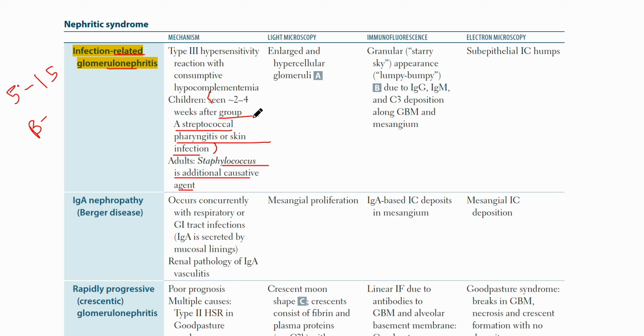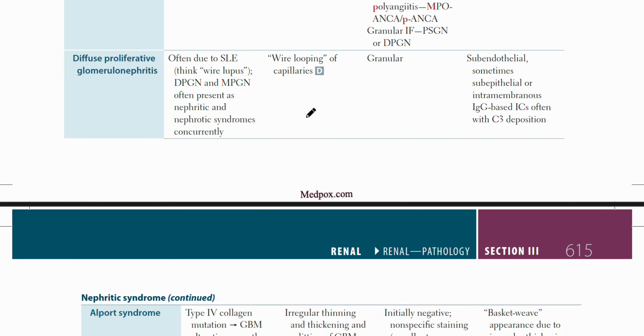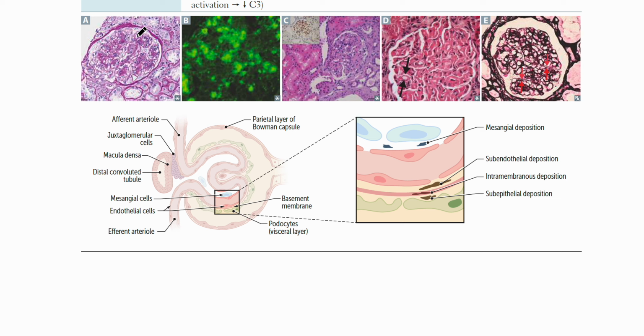And why is that? Because antibodies are made against this bacteria, right? But these antibodies then get deposited in the glomerular basement membrane or glomerulus, which will cause a type 3 hypersensitivity reaction with consumptive hypocomplementemia. So that is the mechanism. In light microscopy, what we see is enlarged and hypercellular glomeruli. Here you can see this glomerulus is enlarged for one thing, and it is very hypercellular. You can see the imaging findings here, right?